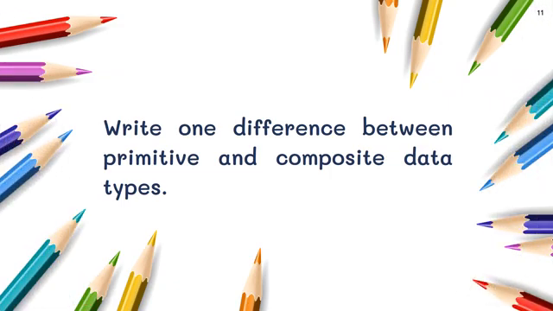Write one difference between the primitive data types and composite data types. The fundamental or basic data types, that is int, float, double, that are provided in the language are known as primitive data types, whereas derived or non-primitive data types are called composite data types. Examples are class, array and interface.